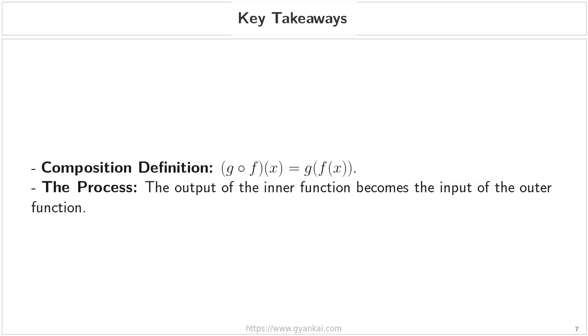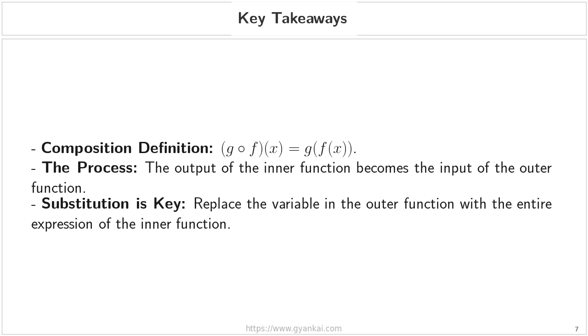Key takeaways. To wrap up our lesson on the composition of real-valued functions, let's review the key takeaways to ensure you have a solid grasp of the concept. First, let's revisit the formal definition. The composition of g and f of x, denoted as g circle f of x, is defined as g of f of x. Regarding the process, remember the chain concept and the manufacturing analogy we discussed earlier. The output produced by the inner function serves as the direct input for the outer function.